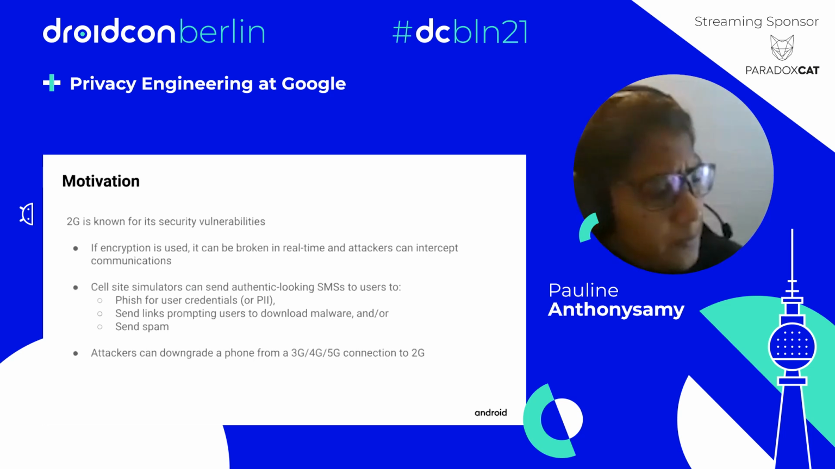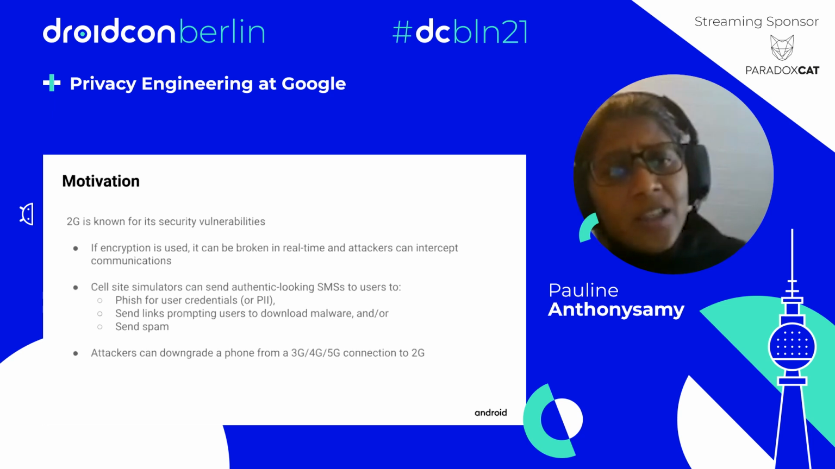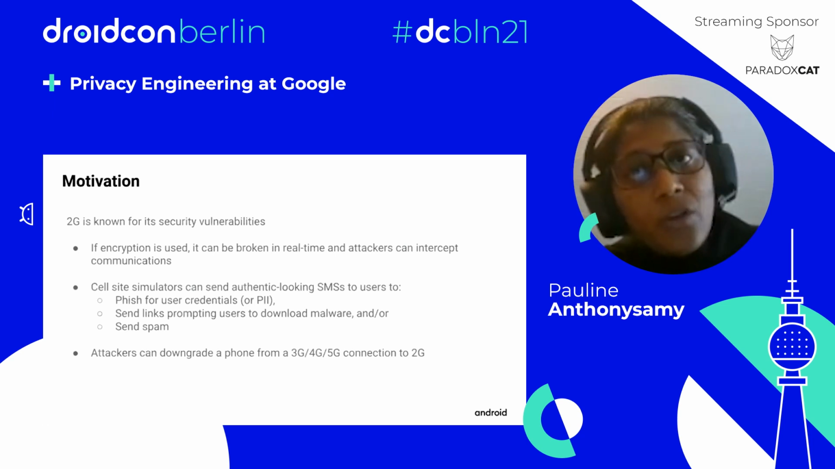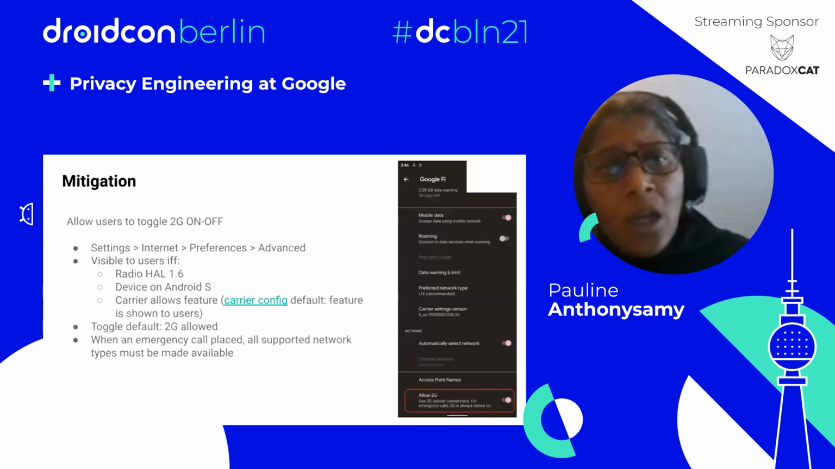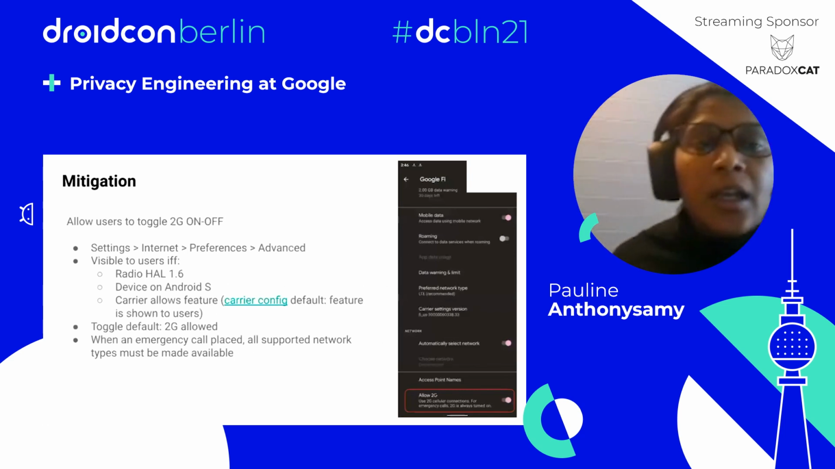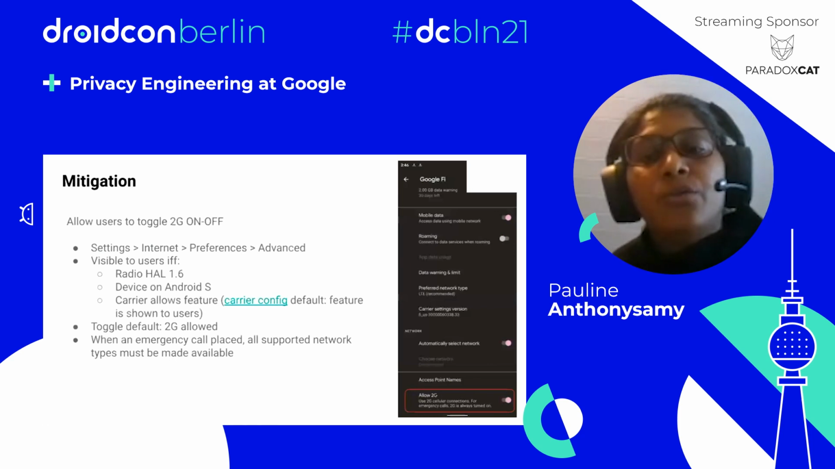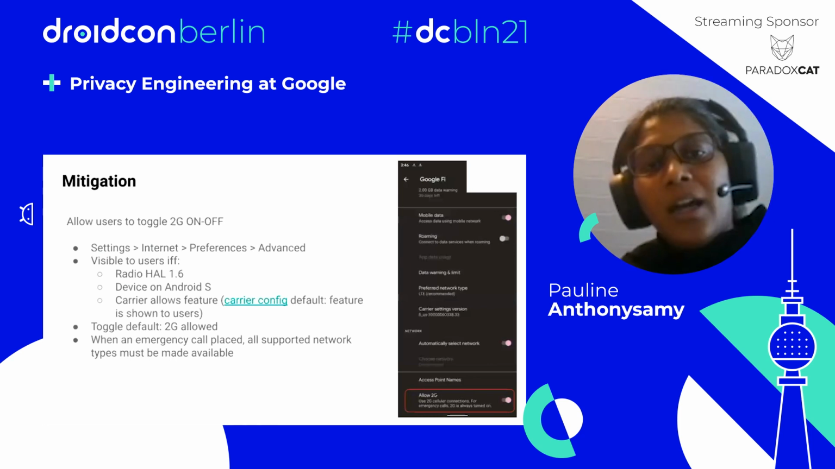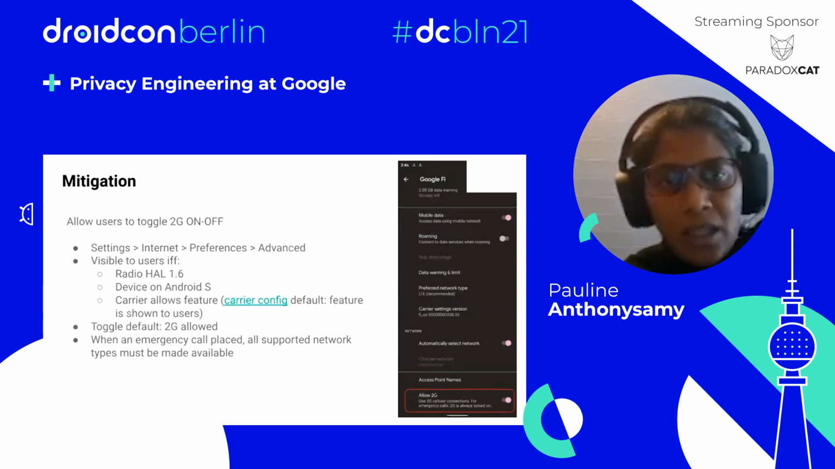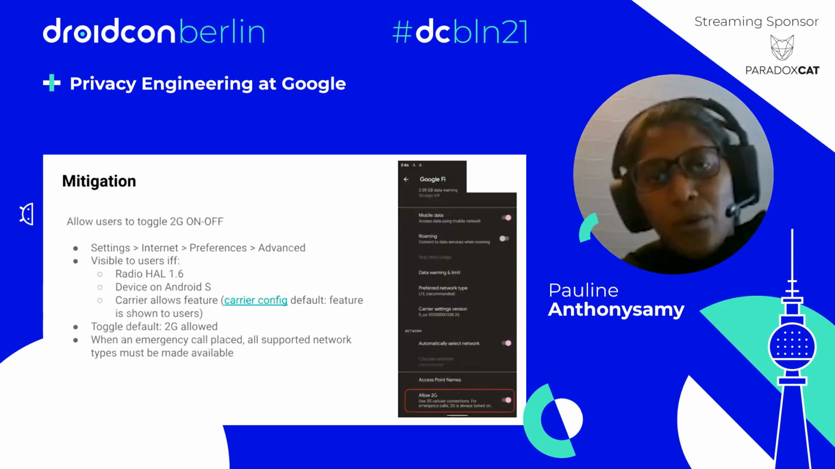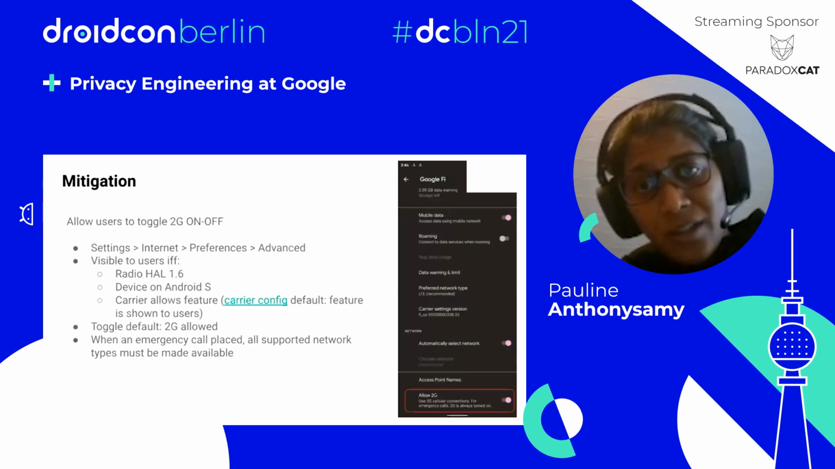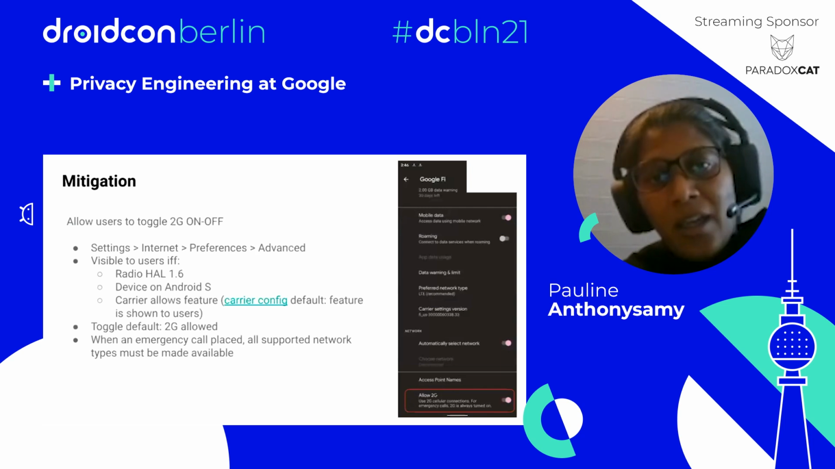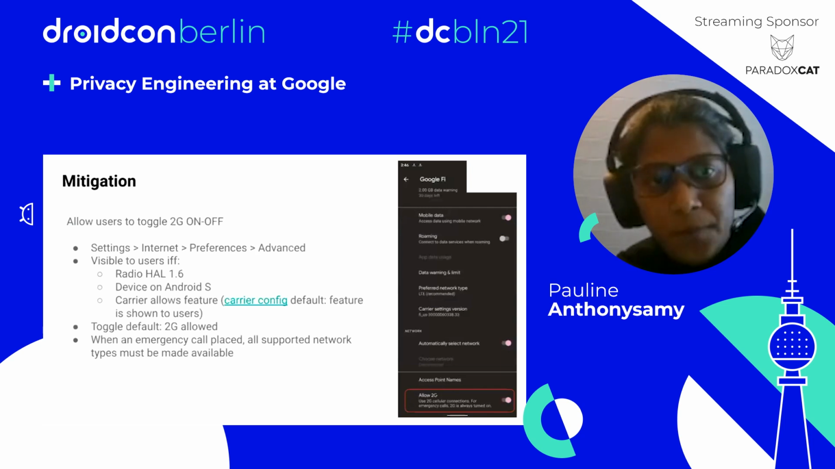And then also, in some parts of the world, some attackers can downgrade a phone which is on 3G, 4G, or 5G to a 2G connection to tap their communications. So to prevent malicious 2G downgrades, in Android 12, we introduce a 2G toggle in settings that will allow users to completely disable 2G cellular connections. This requires that the hardware targets a radio 1.6 hardware layer implementation. And hence, this is why this is a Pixel first feature.